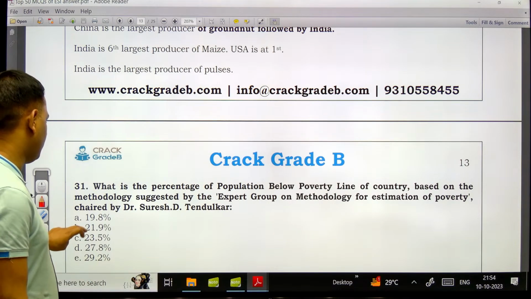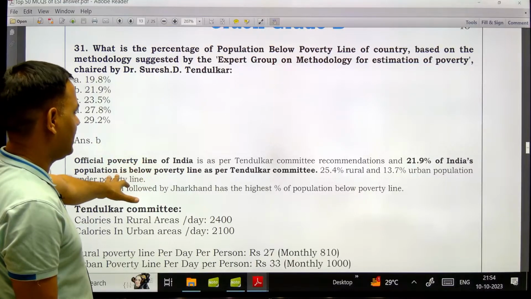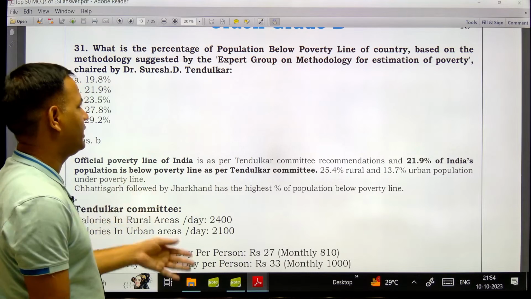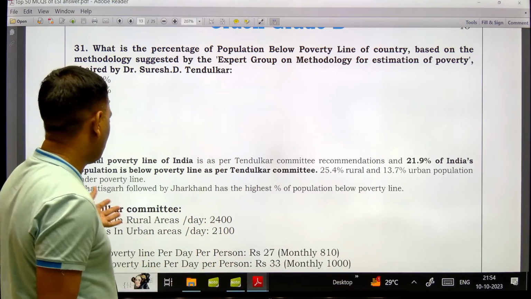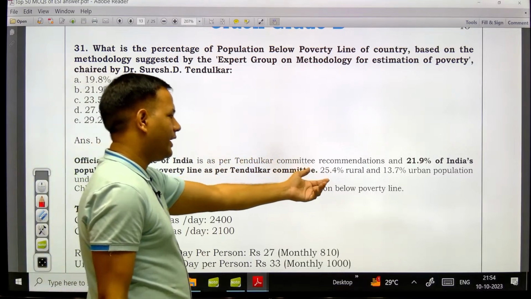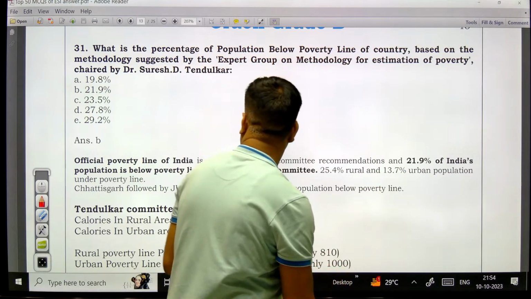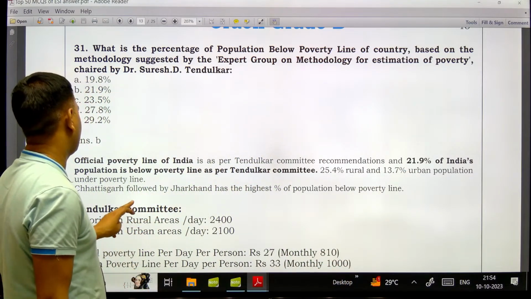Yes, it is 21.9%. The official poverty line of India is considered as per the Tendulkar committee's recommendations, which are accepted and being followed. For rural areas it was 25.4%, and 13.7% for the urban population. Chhattisgarh, followed by Jharkhand, has the highest percentage of population below the poverty line.